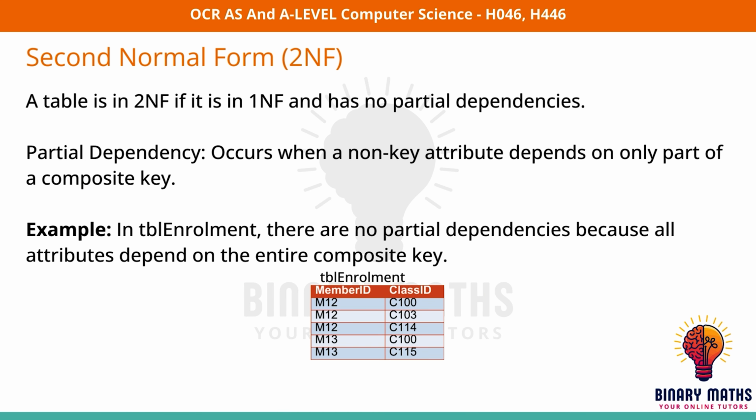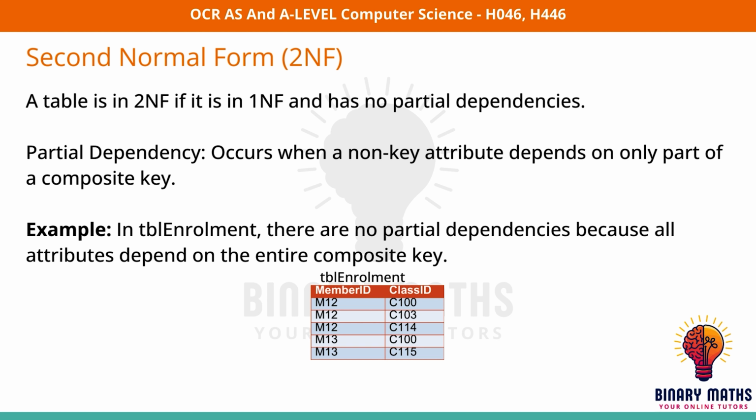Now, let's move on to second normal form. A table is in second normal form if it is in first normal form and has no partial dependencies. A partial dependency occurs when a non-key attribute depends on only part of a composite key.